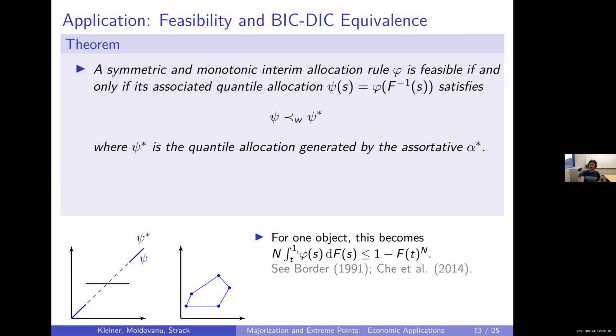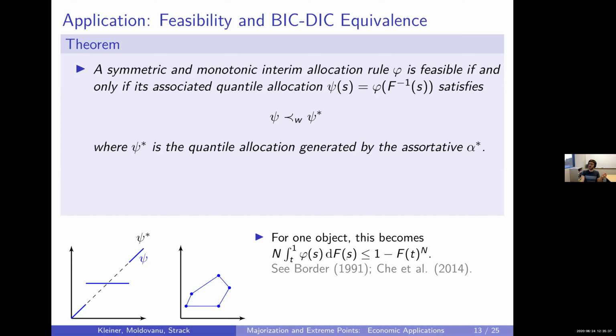So what does this say? Well, the integral from t up to 1 of phi is essentially the probability that a given agent has a type above t and obtains the object. So we multiply this by n, and then this gives us the probability that there is some agent who has a type that is higher than t, and this agent obtains the object. That's the left-hand side. What is the right-hand side? Well, this is simply the probability that there is some agent who has a type above t.